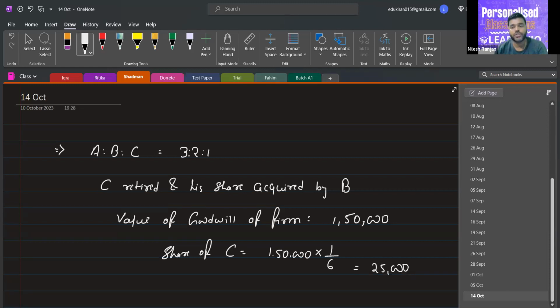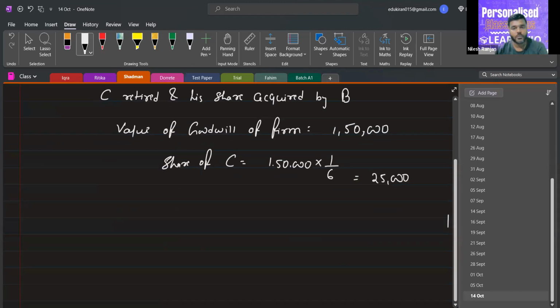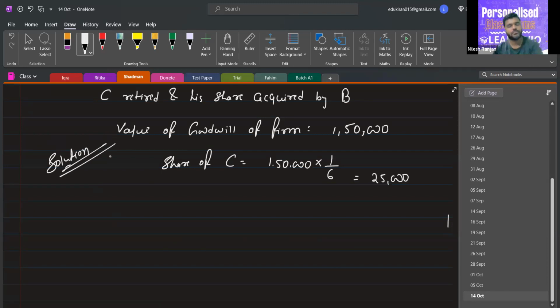But who will pay this amount to C? Only B or A also? I think A will also pay, because when he had joined the firm, his goodwill was shared amongst the partners. So while he's retiring, he will be paid by all the partners. What I told you, goodwill is distributed in which ratio? Sacrificing or gaining.